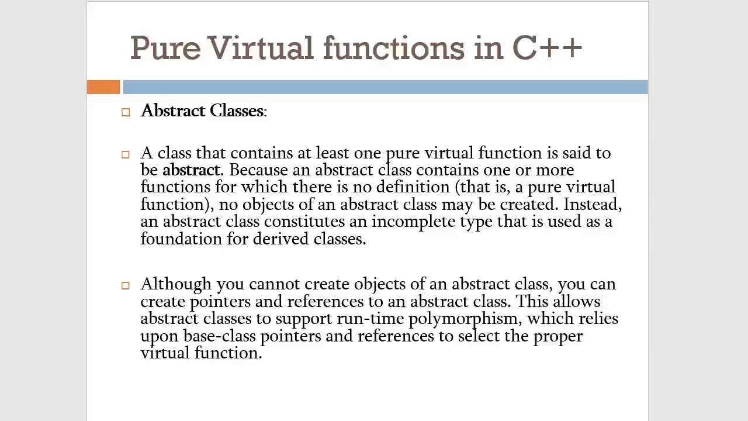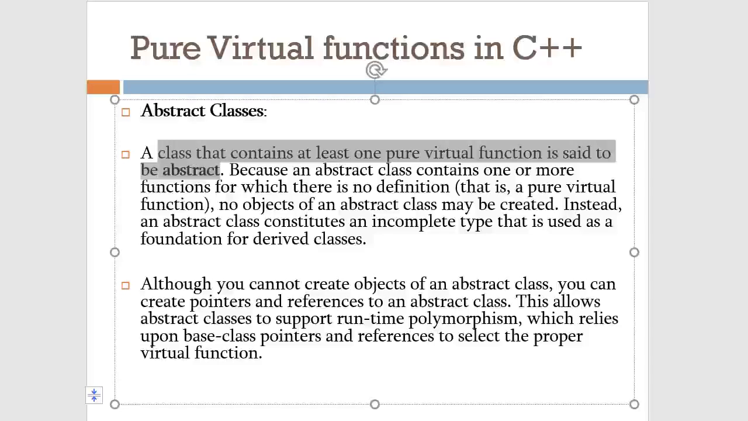Now let's understand about this abstract class. We saw there was an error related with the abstract class. So what is an abstract class? A class that contains at least one pure virtual function is said to be abstract. So the class which has at least one pure virtual function is called an abstract class.